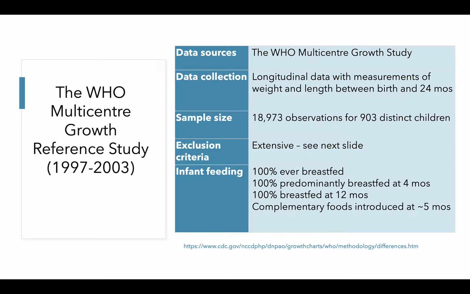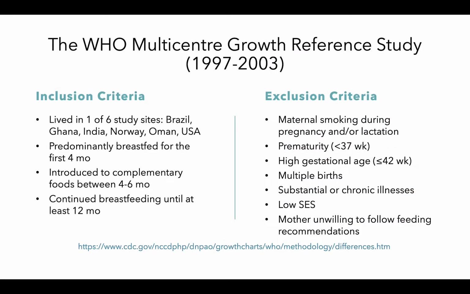100% were breastfed through 12 months of age, and on average, complementary foods and beverages were introduced around 5 months of age. These babies were from Brazil, Ghana, India, Norway, Oman, and the USA, and special effort was made to make sure they were predominantly breastfed babies. Exclusion criteria included factors that may impair infants' growth, such as maternal smoking during pregnancy or lactation, premature birth, late birth, multiple births, or other chronic illnesses.